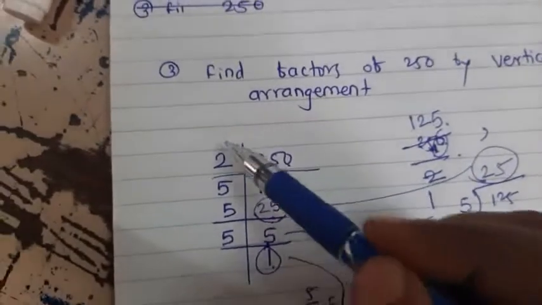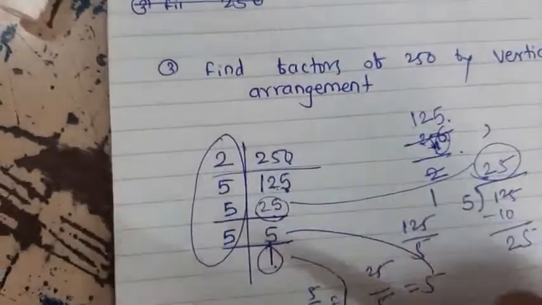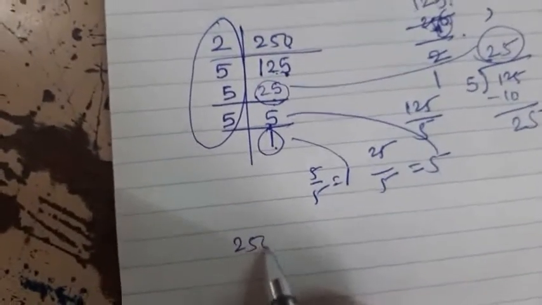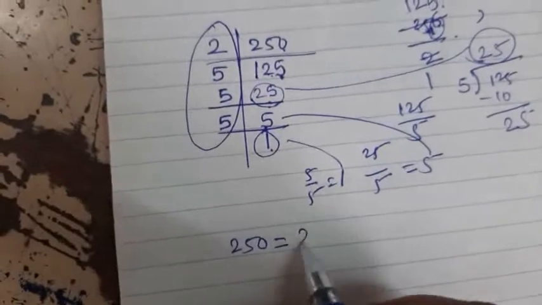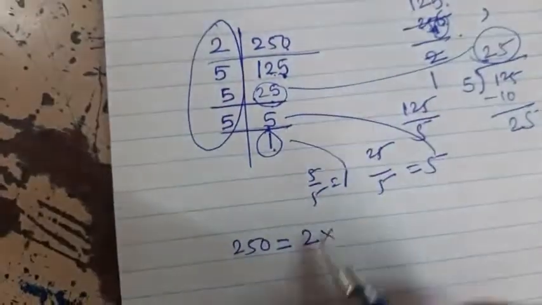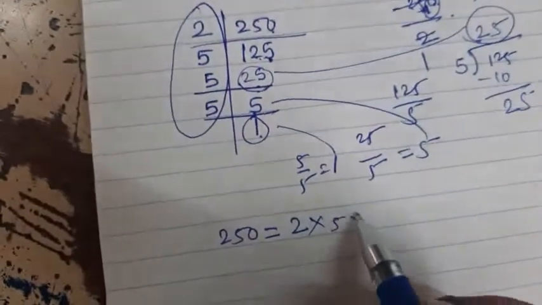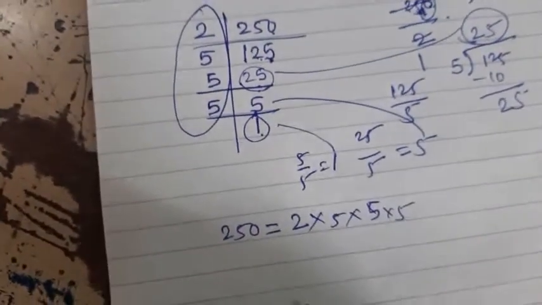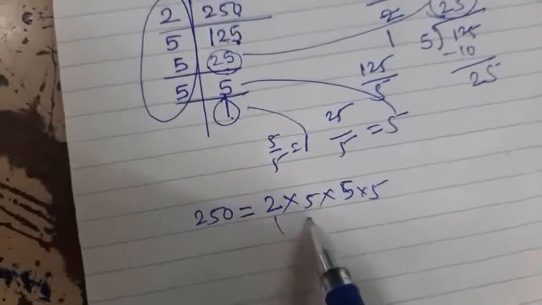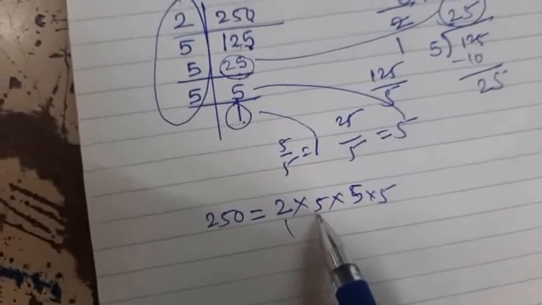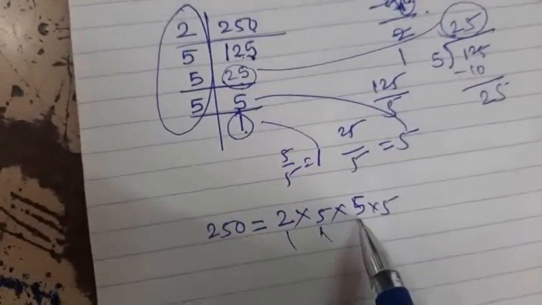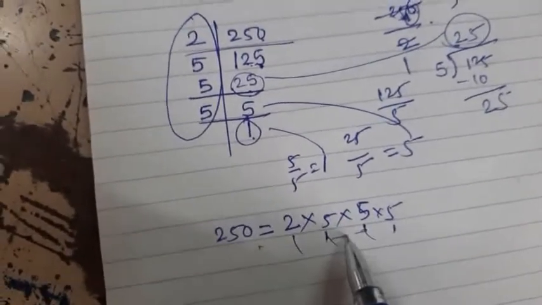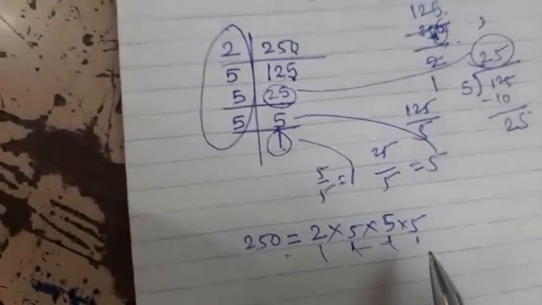What will we do next? Collect these numbers and write them in the form of multiplication. So 250 is equal to 2 into 5 into 5 into 5. We can check: 2 5s are 10, 10 5s are 50 and 50 5s are 250. So both sides are the same, so our answer is correct.